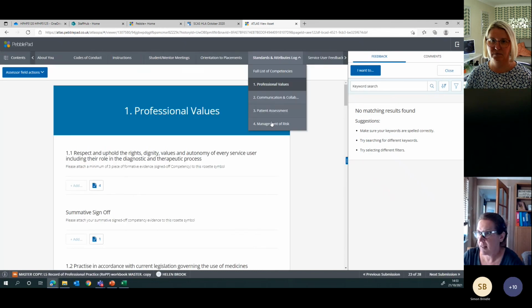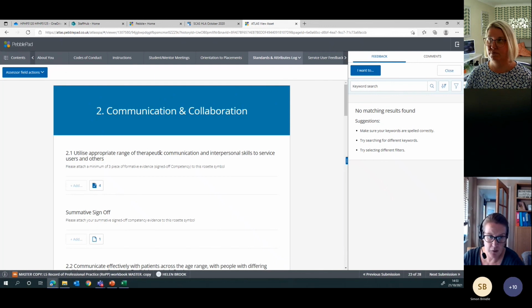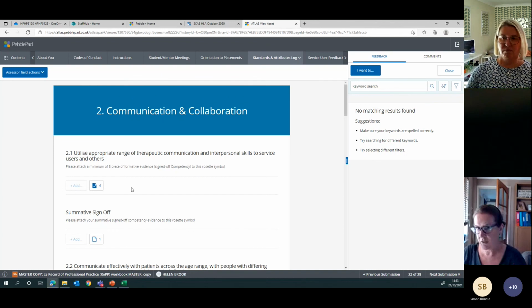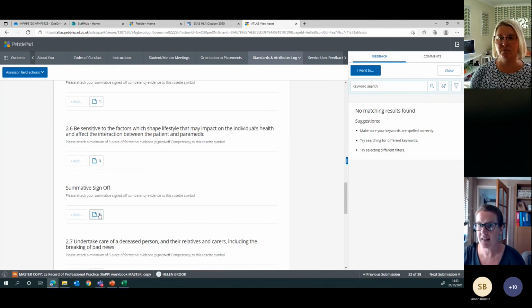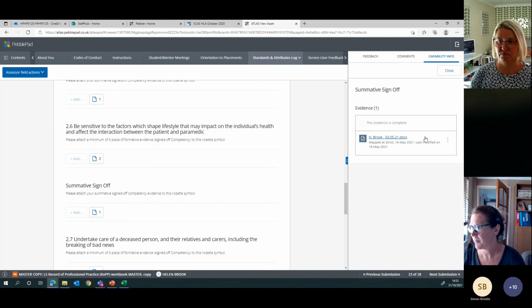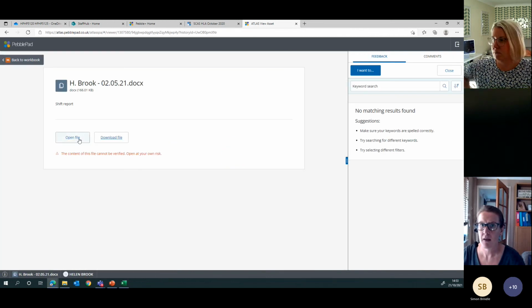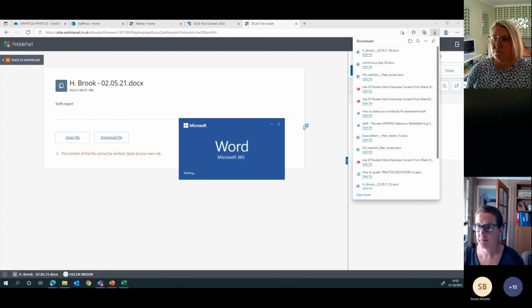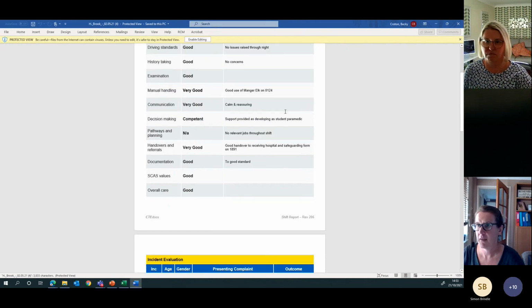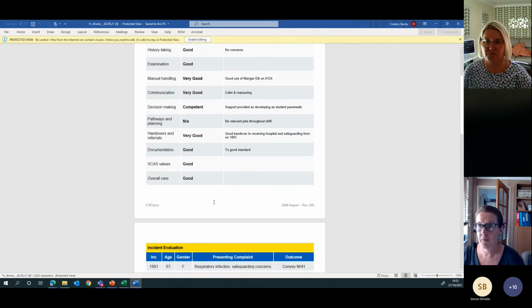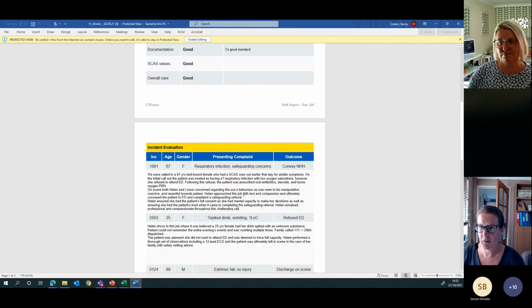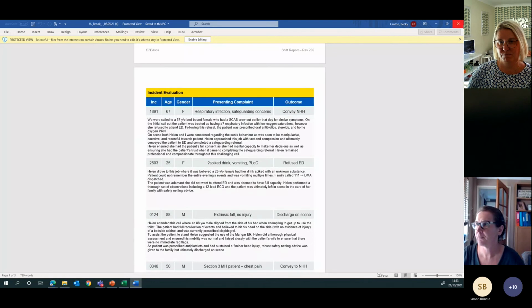Another way that this student has evidenced is to use shift reports. So obviously, as practice-based educators, you go out and work with your students, you write up shift reports. So what this student has done here is added her shift report in as a document. And again, this goes through everything relating to communication, relating to decision making, pathways, handovers and referrals, SCAS values and things like that. Okay, so this is another way that this can be evidenced.